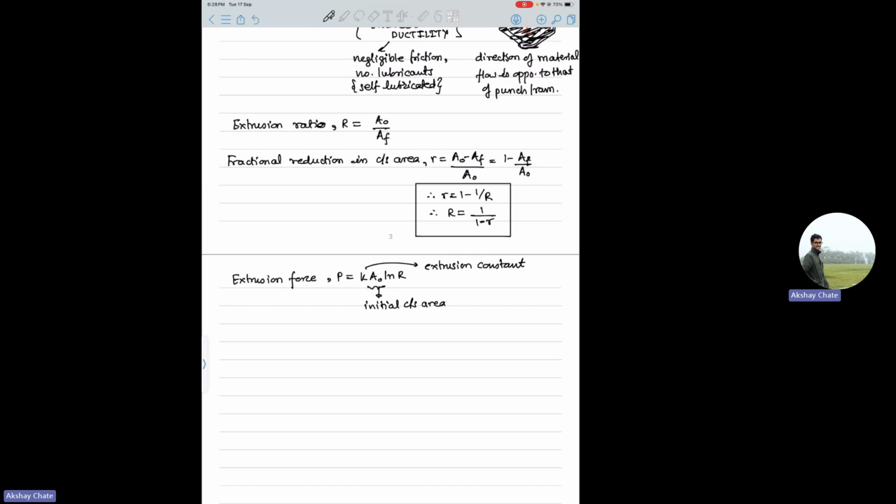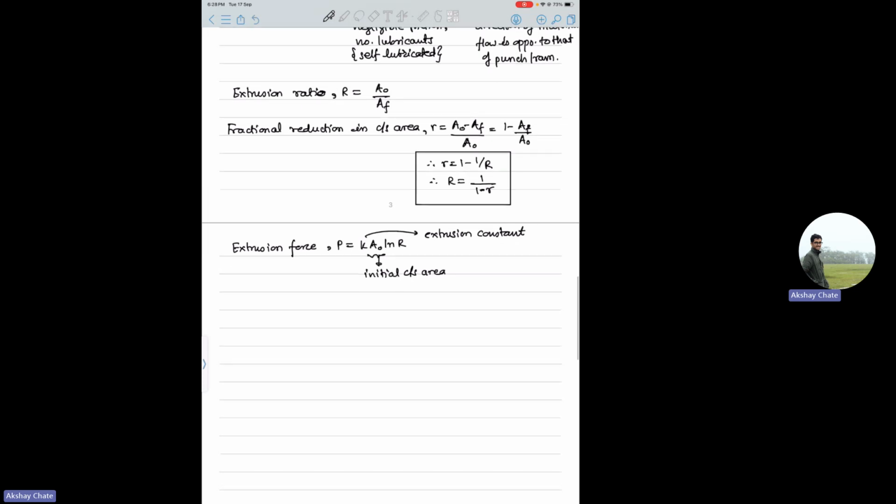I think there was a previous year question on this. Let me just check. Yeah, we'll solve some simple questions like this. There was a question in which a brass billet is extruded from 100 dia to 50 dia.